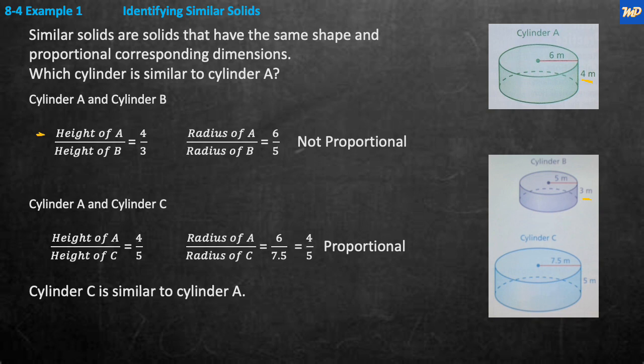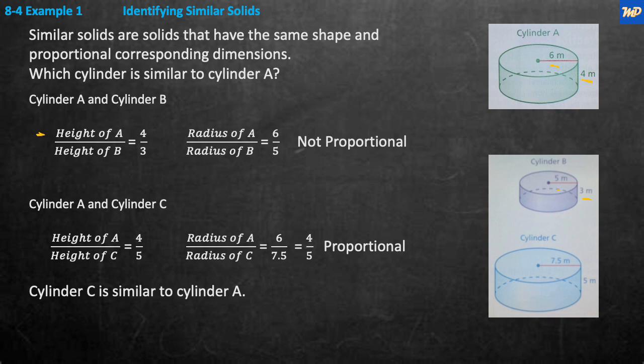is 3 meters. So if we take the height of A divided by the height of B, we get the fraction 4 over 3. Now do the same thing to the radius. You need 2 dimensions on each object to pull this off. The radius of A is 6 meters and the radius of B is 5 meters. So that's 6 to 5. Well, 4/3 is no way proportional to 6/5. So these are not proportional.